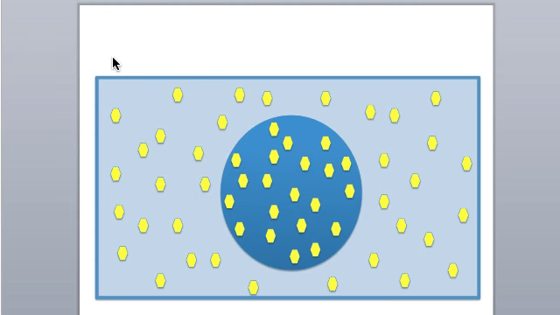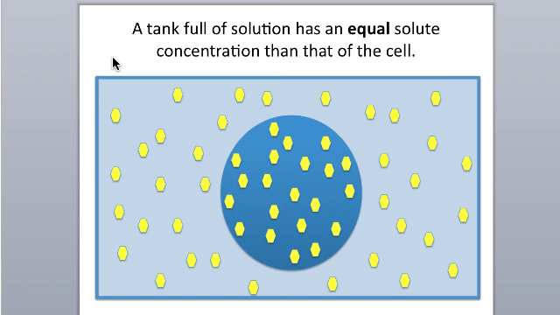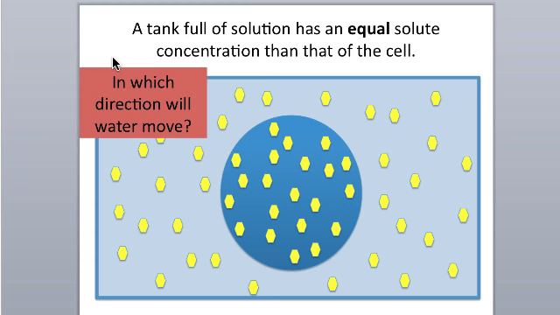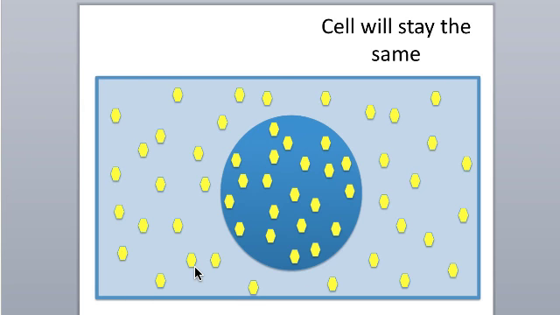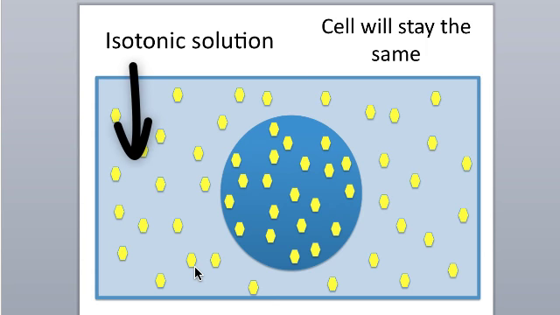All right, here is another scenario where we have a cell placed in a solution where the solutes inside the solution and the solutes inside the cell are equal. So we have an equal concentration on both sides. So if I asked you which direction will water move, okay, maybe you were thinking that water might move in both directions. So it turns out that that's indeed the case. So water will move in and water will move out as well. So this causes the cell to stay the same as a result. And this is what's called an isotonic solution. It's isotonic, iso meaning that it's equal.